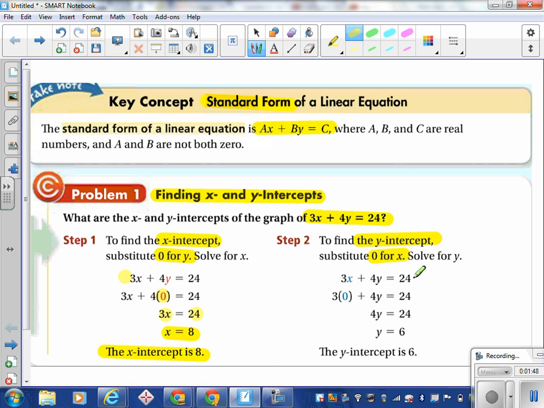So in our equation 3x plus 4y equals 24, we're going to substitute 0 in for x. 3 times 0 is 0, so they cancel out. You're left with 4y equals 24. In order to get y by itself, you have to divide both sides by 4, and you get y equals 6. If y equals 6, that means the y-intercept is 6.